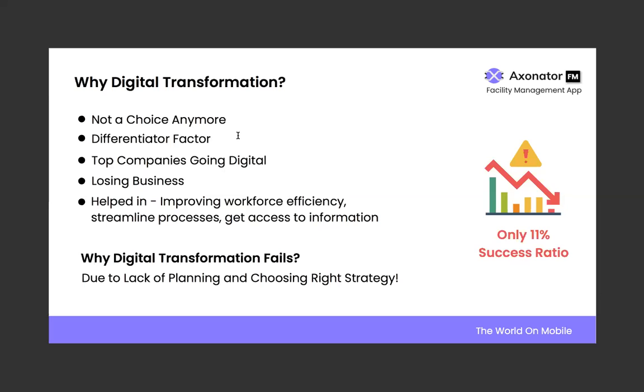Because the common problem that CIOs and CTOs of different organizations have recognized is that lack of planning and choosing the right strategy for digital transformation is a challenge, because there are a lot of options available in the market, but choosing the right strategy is important. Yes, exactly. Now, why in digital transformation these days is mobile becoming the most important factor? Exactly. And that's the reason companies started analyzing that getting rid of such manual operations is very important.